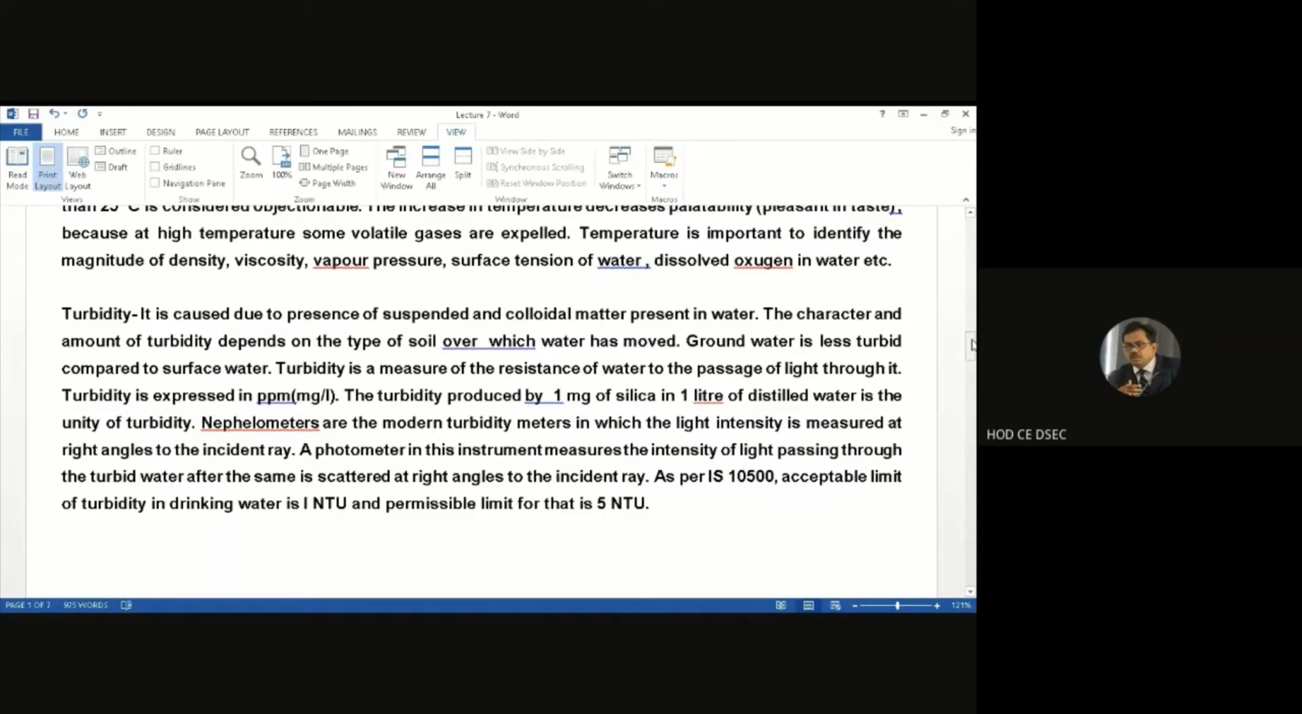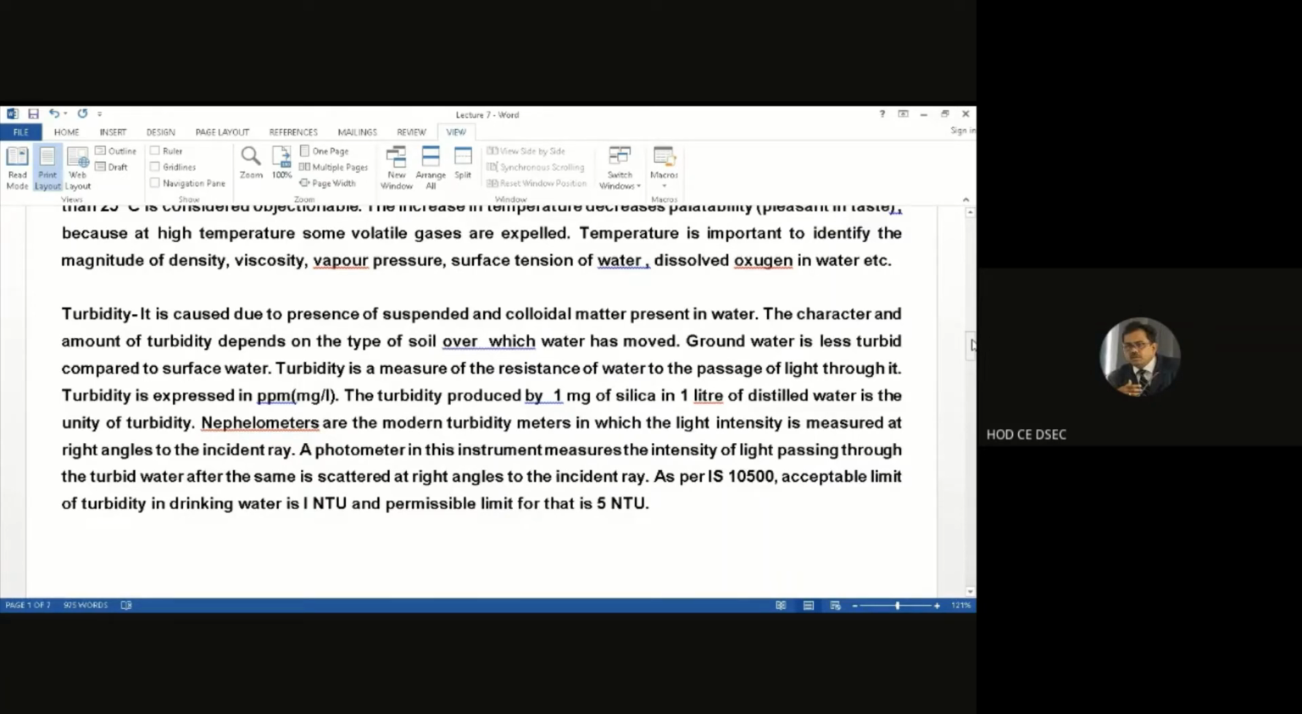What is ppm? ppm means parts per million. In a nutshell, it can be said milligram per liter. 1 ppm means 1 milligram per liter. But let us discuss the unit. What is the turbidity unit? Turbidity produced by 1 milligram of silica, that means silicon dioxide, SiO2. If I put 1 milligram of silica in 1 liter of distilled water, it is 1 unit of turbidity.